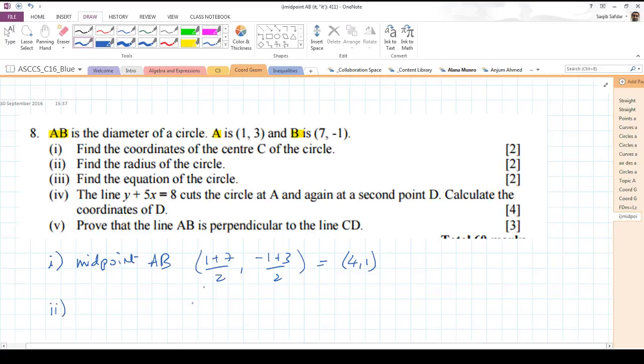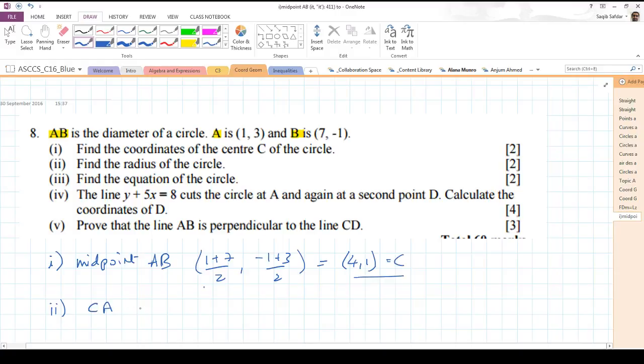Part 2, find the radius of the circle. So if we know the midpoint, we know the diameter, how would you work out the radius? The length from the midpoint? Yeah, so we would want to work out C to A. So we know this point, this is the point C, it's the center.